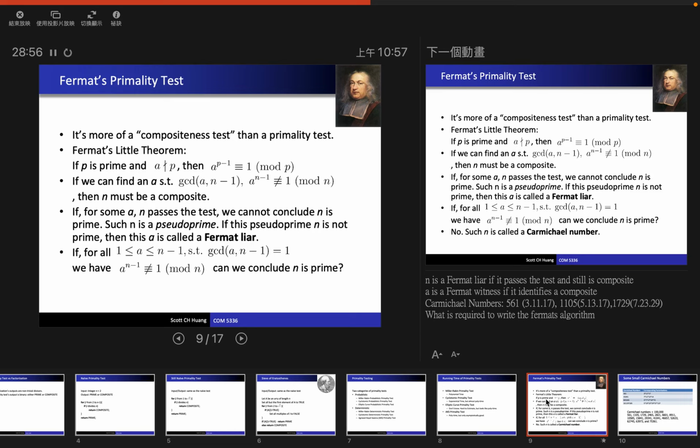Now there is a question, and this is a really important question. If for any possible n, any... sorry, I wrote this wrong. This is a mistake. This is not incongruent to; this should be congruent. So if for any a, Fermat's little theorem holds, can we conclude n is prime?